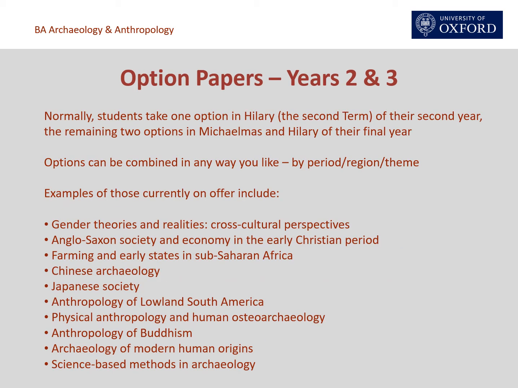You then have 3 option papers. Normally you take one of these in the second term of your second year. The other 2 options you would take in the first and second terms, Michaelmas and Hilary, of your last year. And you can put them together in any way you like, by period, by region, by topic. And the list up here is just a very small selection of the options that currently exist. And this is something that we're adding to and changing all the time, really, depending upon staff availability and interest.